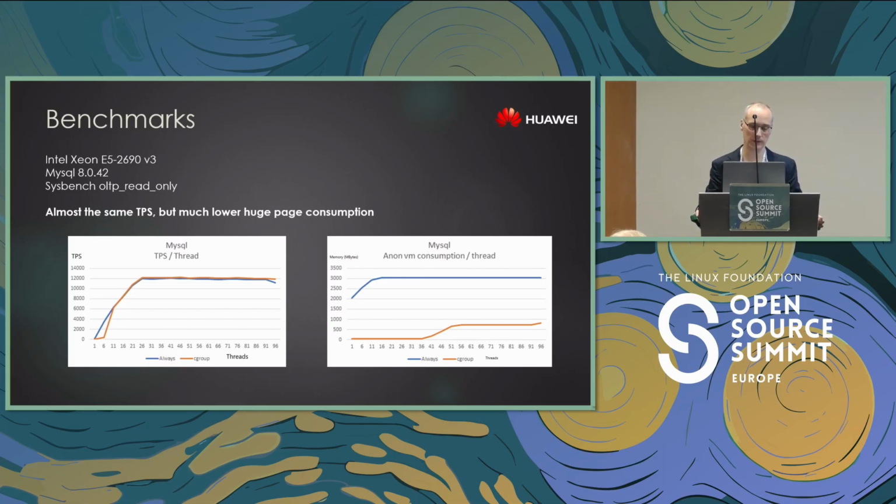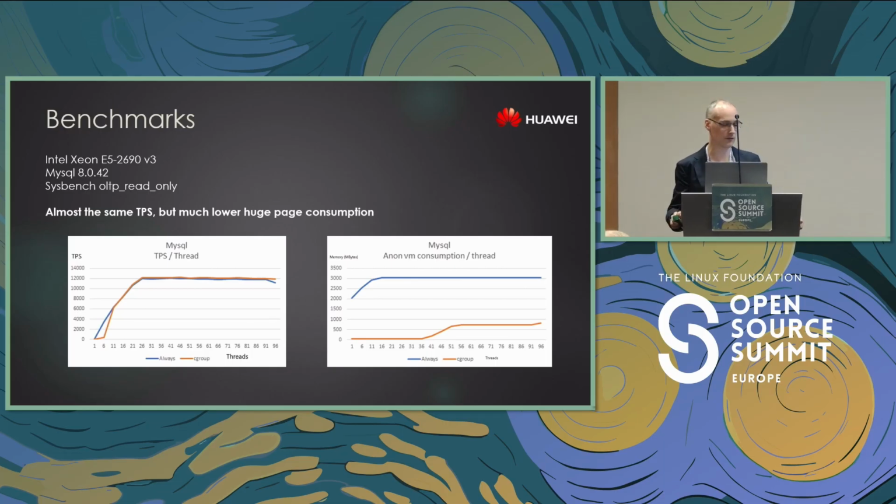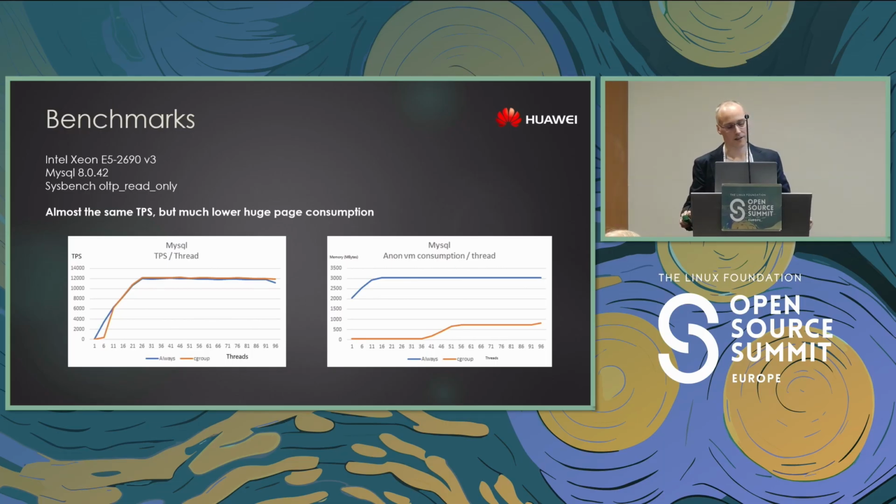I tested this with MySQL 8.0. I know it's an old version of MySQL, but at least to find out some basic figures, we use sysbench. What we see on the left-hand side is the transactions per second for MySQL. In the beginning, when MySQL runs on very few cores, like 6 or 10 cores, it is worse without a patch, but otherwise it's almost the same.